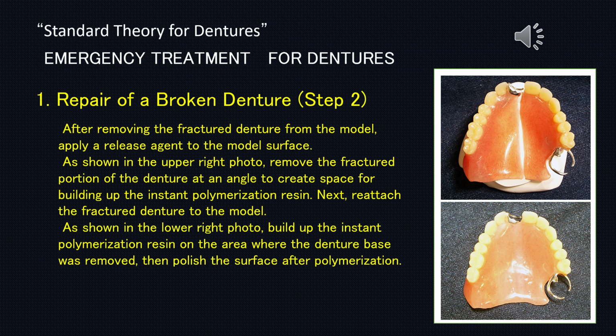Next, reattach the fractured denture to the model. As shown in the lower right photo, build up the instant polymerization resin on the area where the denture base was removed, then polish the surface after polymerization.